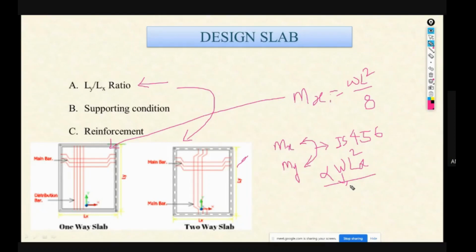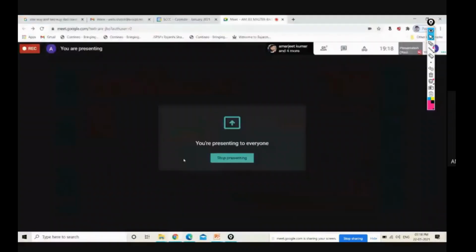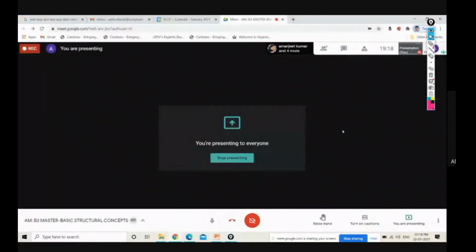So this is a basic point for the slab. If you have any doubt in this, we will discuss and then proceed for the next design of one way slab. If any doubt, we will discuss and then proceed for the next.